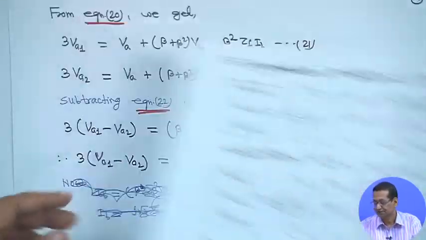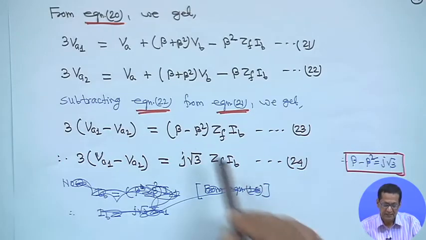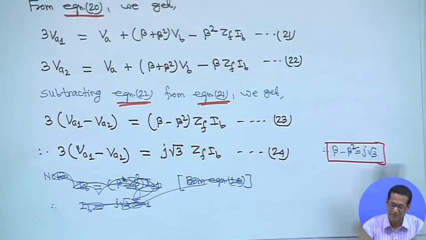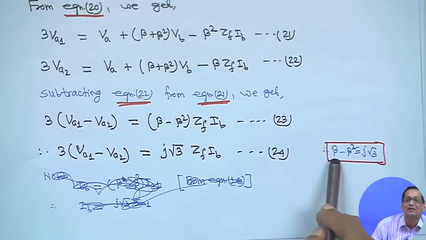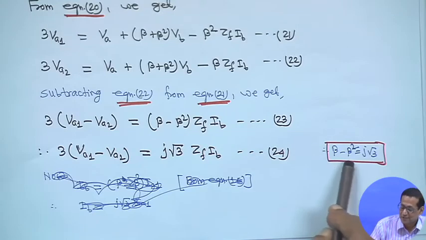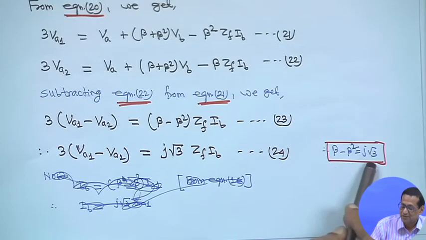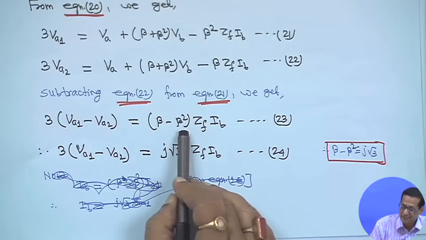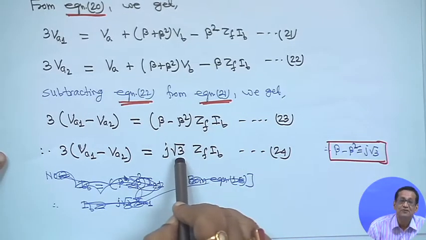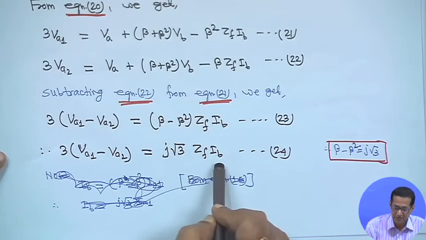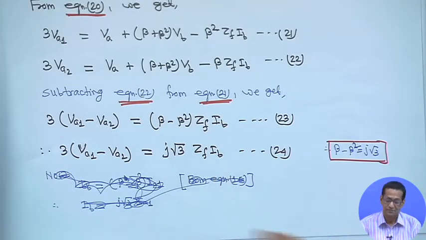We will come to that. That means this beta minus beta square, if you simplify, beta is equal to e to the power j 120 degree. So beta minus beta square actually becomes j into root 3. So this beta minus beta square we are putting here as j into root 3 into ZF into IB.